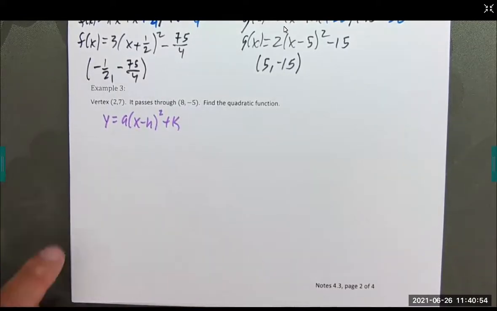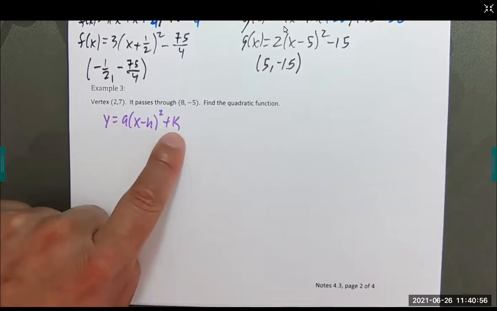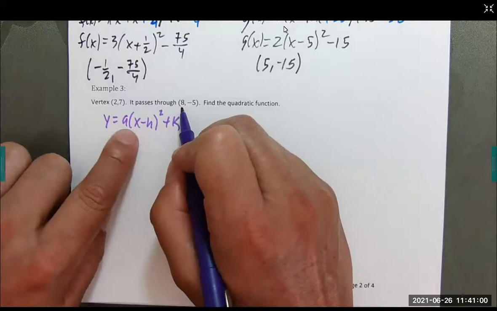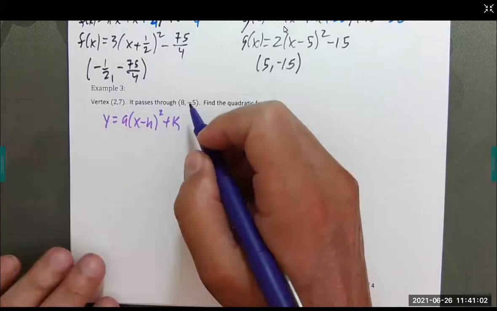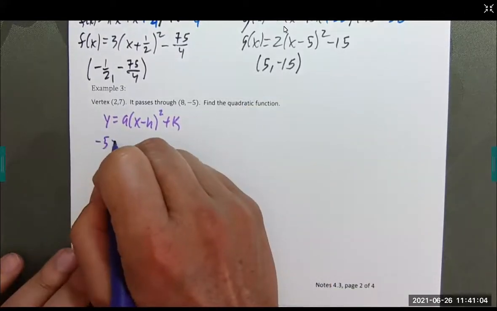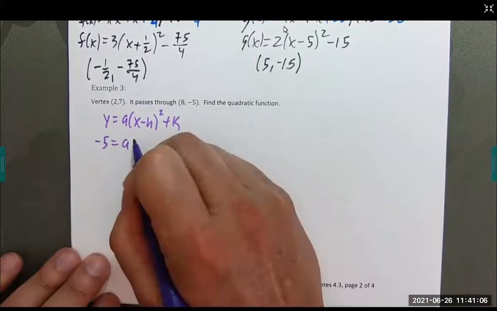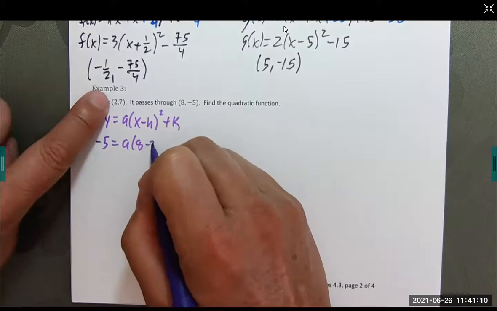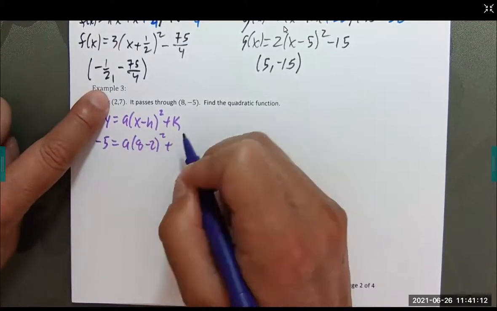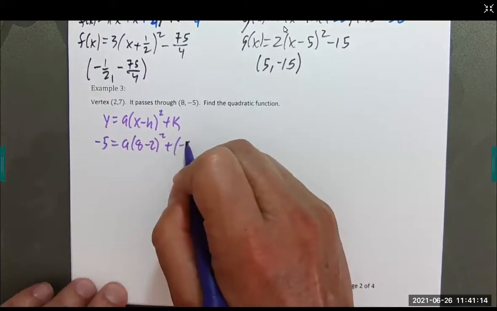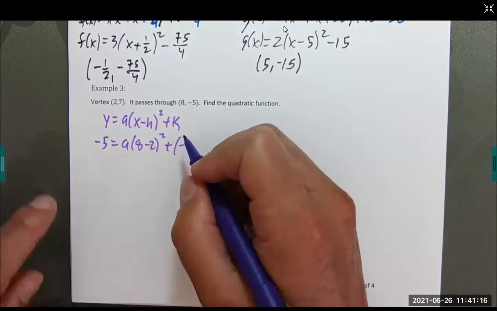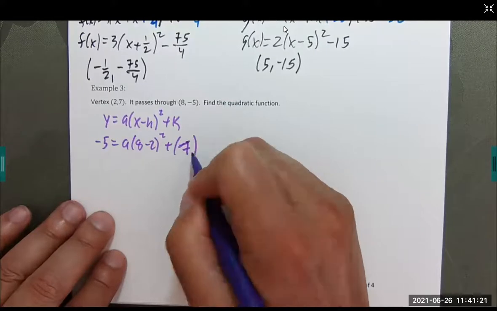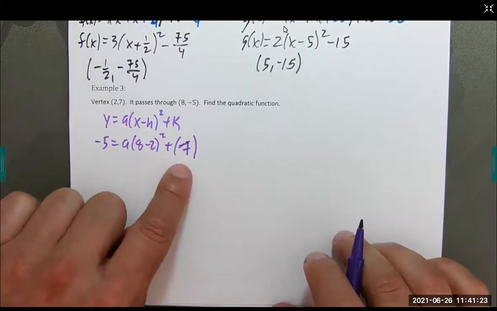I'm going to use the vertex, that's the h and the k. I'm also going to plug in the point for x. I'm going to have the 8, and for the y, I'm going to have the -5. So -5 equals a, which is actually what I'm going to be hunting for here. 8 minus 2 squared plus -5 plus 7. So again, opposite sign here, same sign here is the 7.